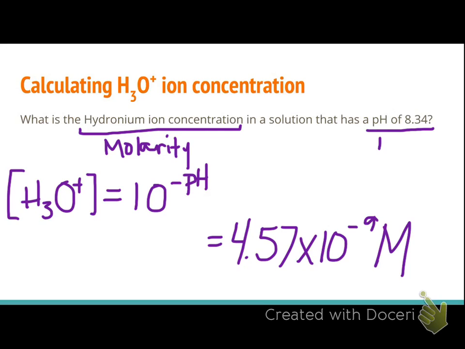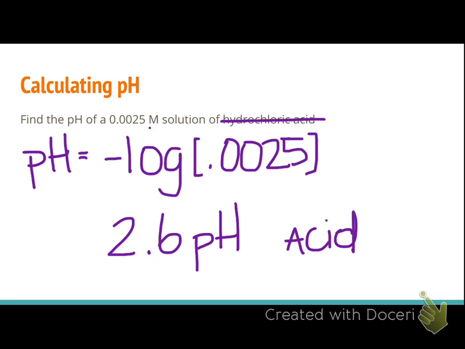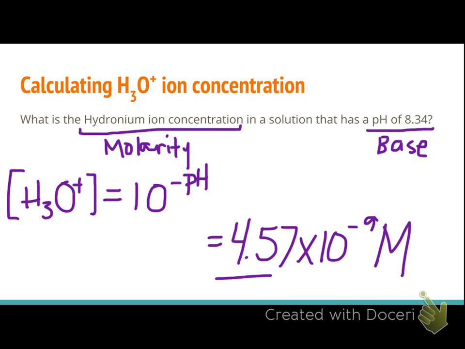Now, from this, we know that this is a base, just based on the pH. Now, looking back at our pH on the last one we did, we had a concentration of 0.0025, which is 2.5 times 10 to the negative 3rd. This is a much smaller number. So remember we said the smaller the concentration, the higher the pH. So that's kind of where this is coming from.